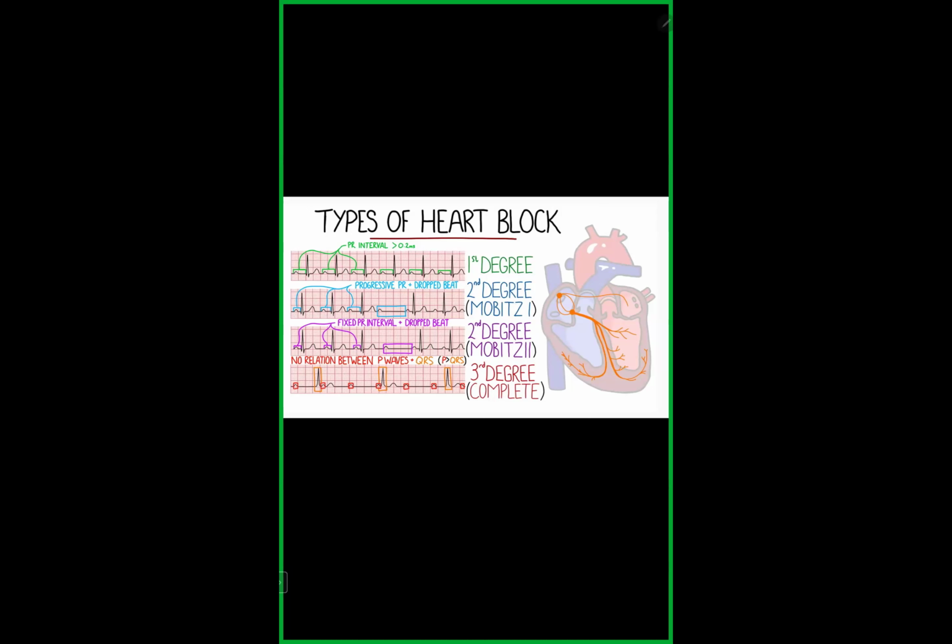In Mobitz type 2, or second degree type 2, we have a normal fixed PR interval and then a random QRS drop, just randomly. It's all of a sudden, you never expect it. And then lastly, for the third degree, the P waves and the QRS have no association. You'd have two P waves and then a QRS wave, or a P wave without a QRS wave. So there's no association between a P wave and a QRS wave.